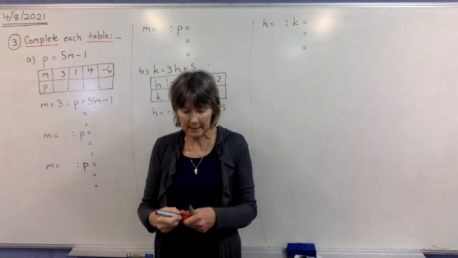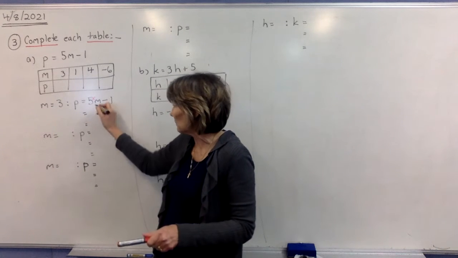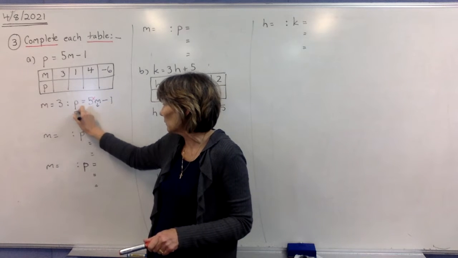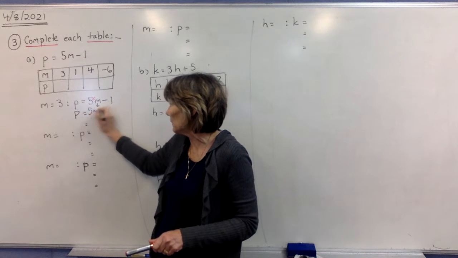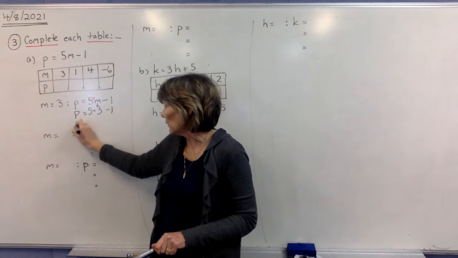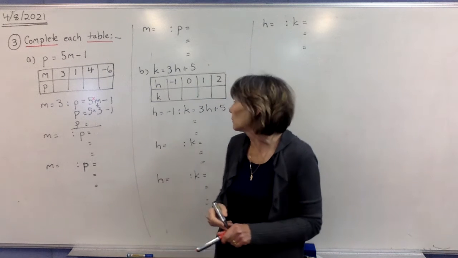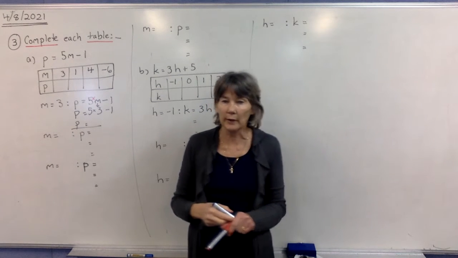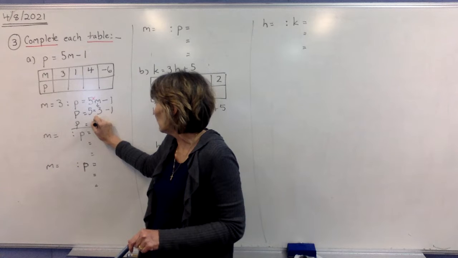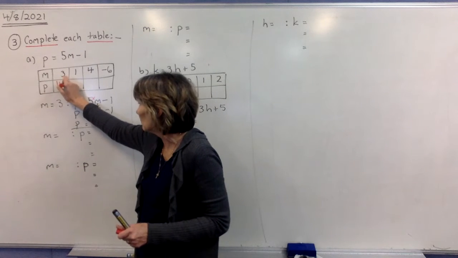So we're going to copy this down now. And when we get to the m, we're going to write a 3 in that spot. So let's go. P equals 5 times, put your 3 down, minus 1. Now, if you go to your calculator, you just type that in, left to right, and press equals. So 5 times 3 minus 1 will give you 14. Then you put that answer in your table.